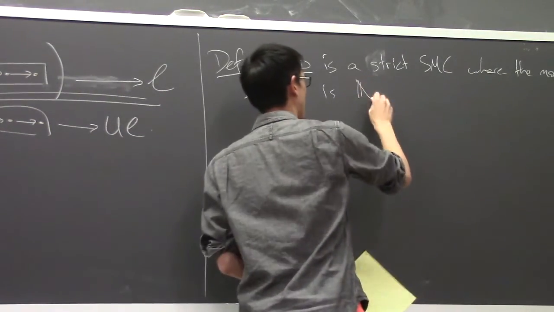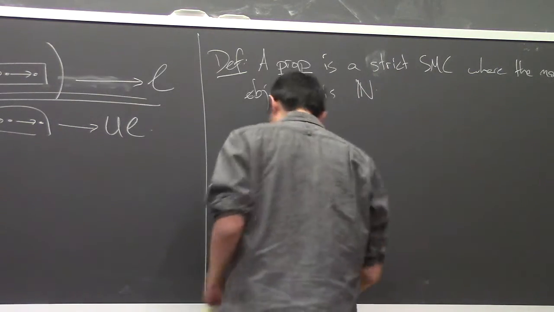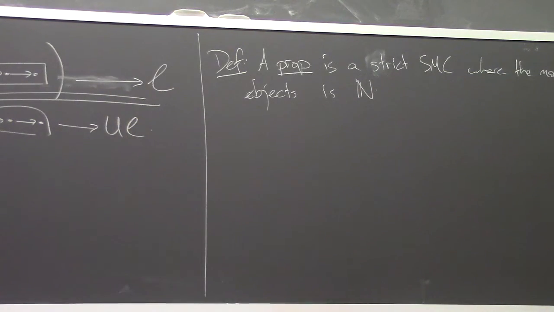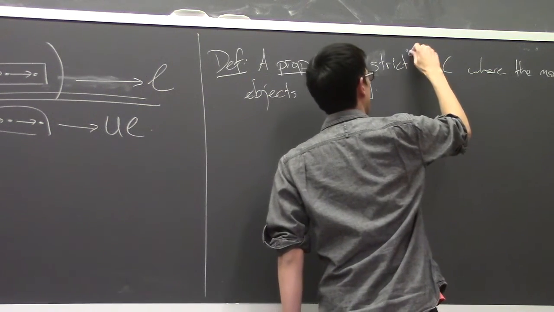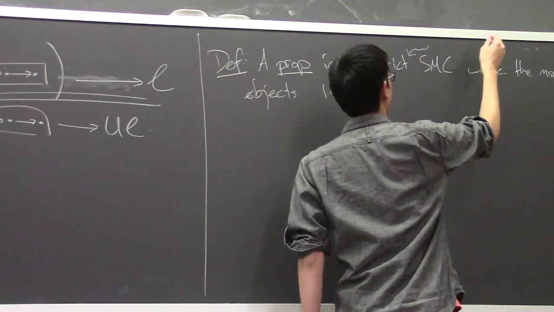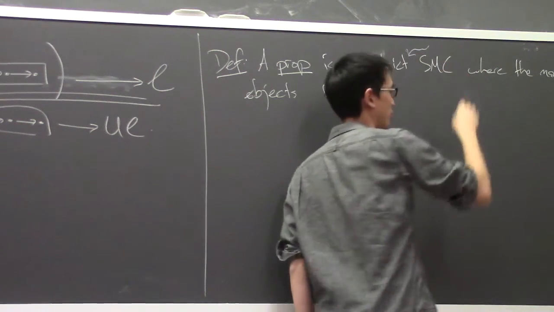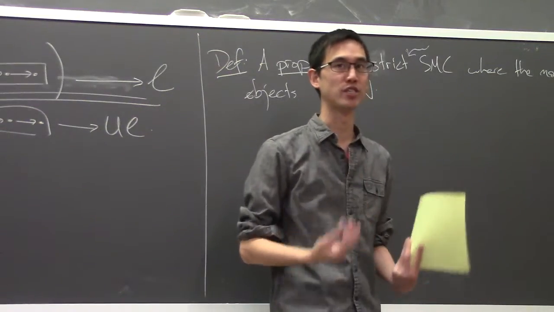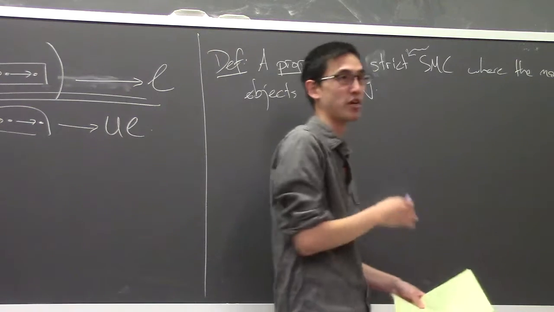But I'm just going to write the natural numbers here. So what does strict symmetric monoidal category mean? This is a term we've mentioned in passing, but I don't think I've written out the definition before. So strict means that these structure maps, so we remember that a symmetric monoidal category had these things called unitors and associators that helped witness the unitality and associativity of the tensor product.